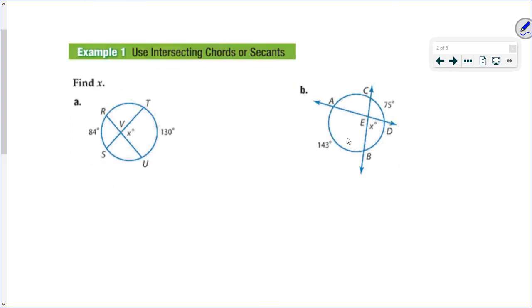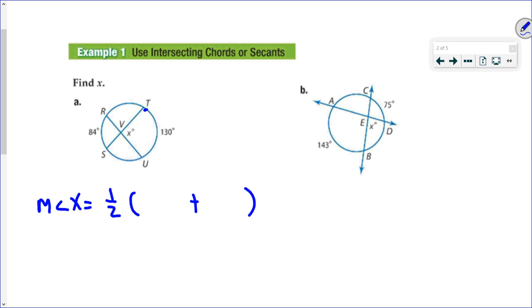So we've got a couple examples here. Example A uses chords. Example B uses secants. So, all right, let's find X. So in example A, we want to find X. So the measure of, let's just call it angle X, is equal to 1/2 the sum of the intercepted arcs.